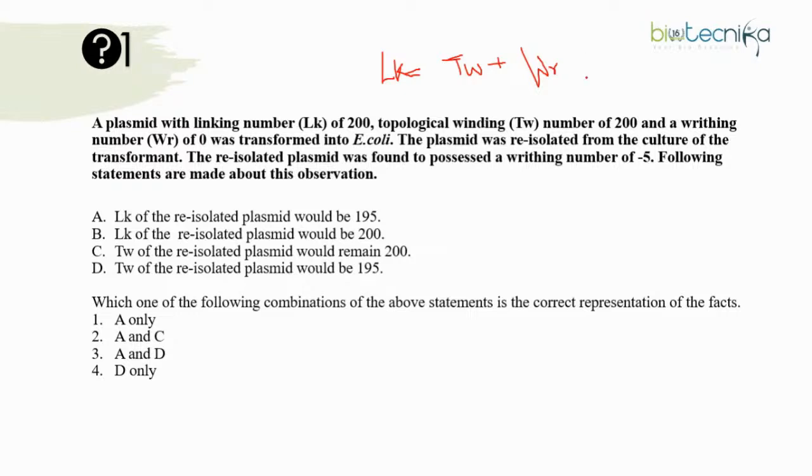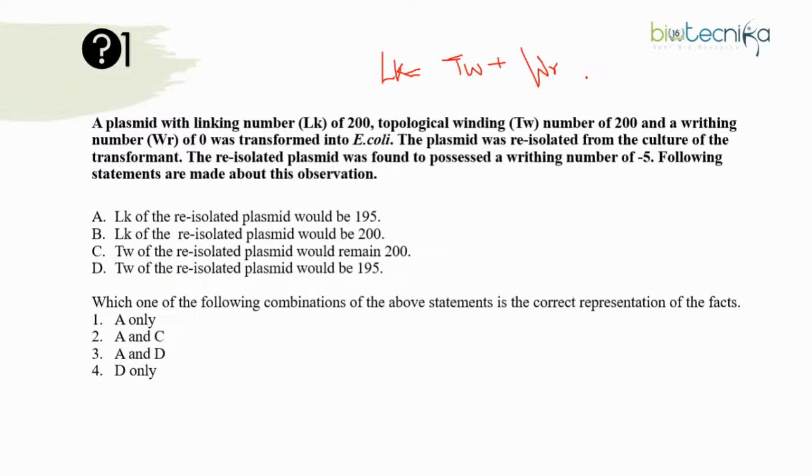So what is this twist? It is the number of times one DNA strand is going around the other DNA strand, or you can say it is crossing over the other strand. That is a twist. And when the entire DNA wraps around itself, that is the writhe.